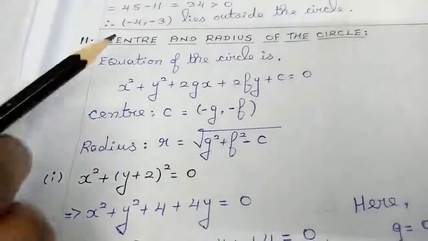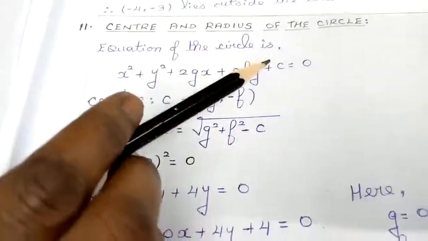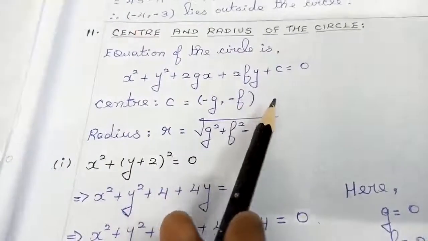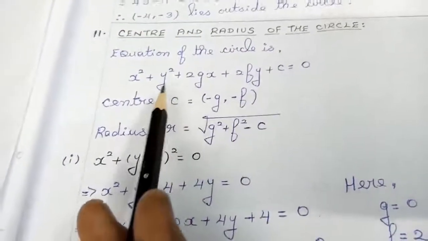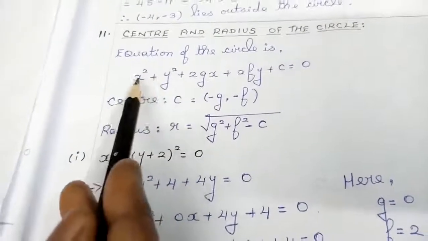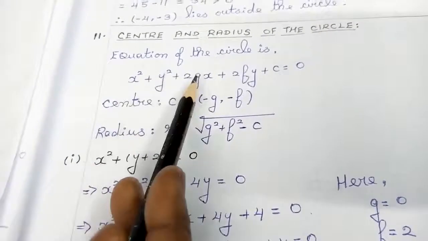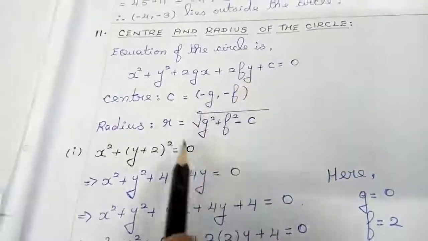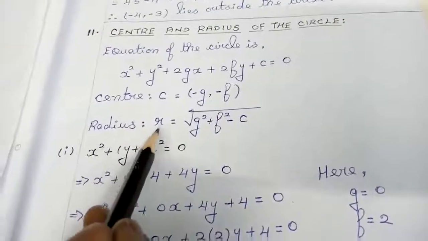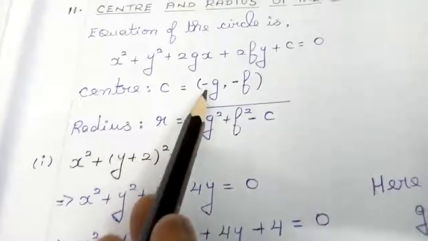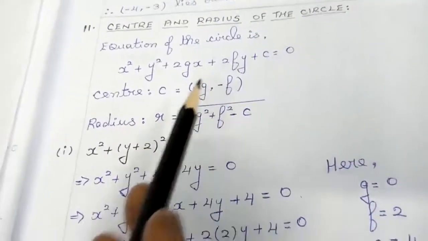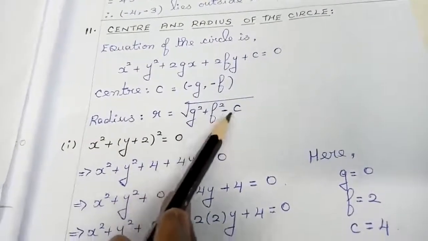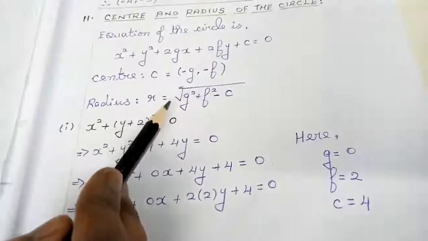In the 11th sum, they are asking you to find the center and radius of the circle. So the equation of the circle, first we are going to arrange in this form, students. They will be giving you the equation of the circle, but we are going to bring it in this form, that is x square plus y square plus 2gx plus 2fy plus c equal to 0. In that we are going to find the center and radius using this formula: center is (-g, -f), and radius is root of g square plus f square minus c. So using this formula we are going to find it.